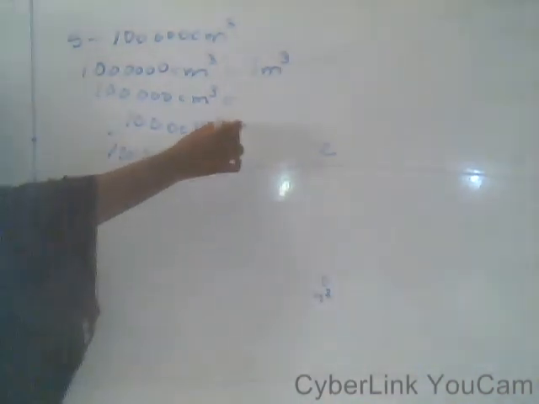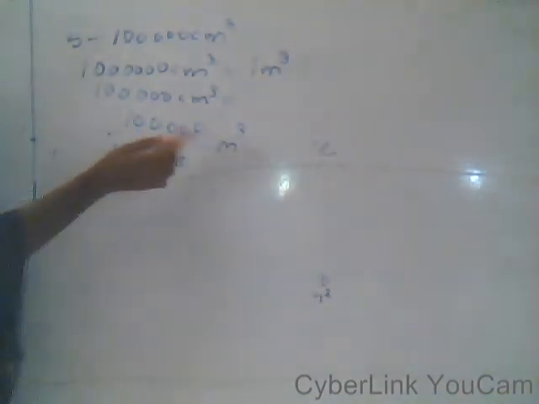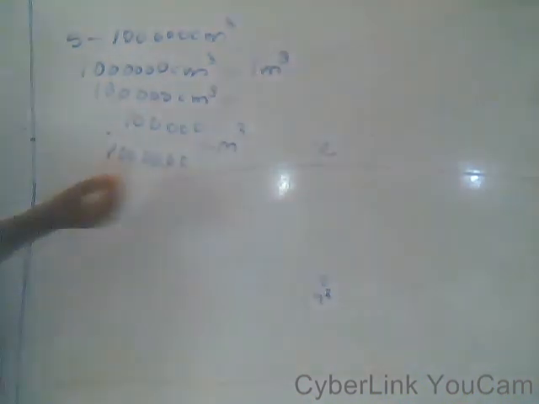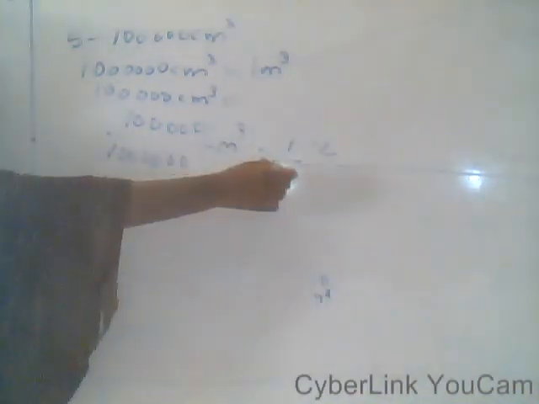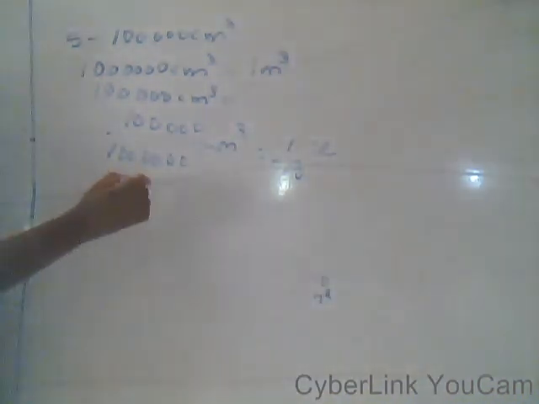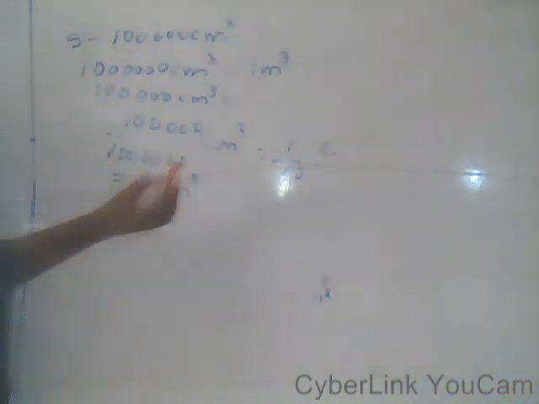1,000,000 meter cube. As we cancel, if we have 5 zeros here, we have 6 zeros here, we make just 1 zero. That's 1 over 10. And 1 over 10 is 0.1 meter cube. That is for its volume.